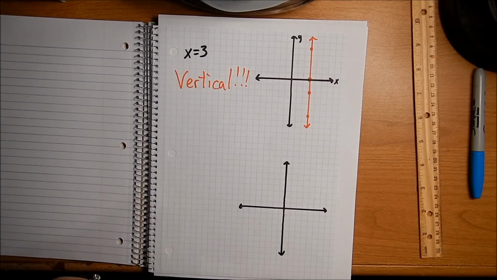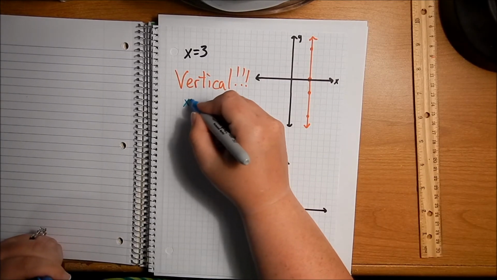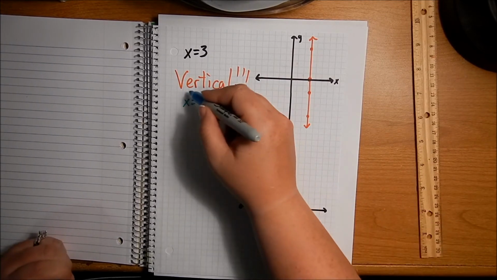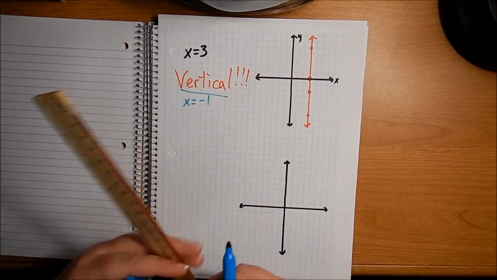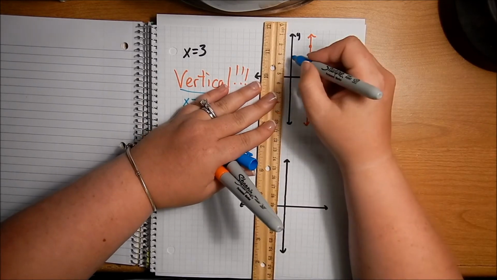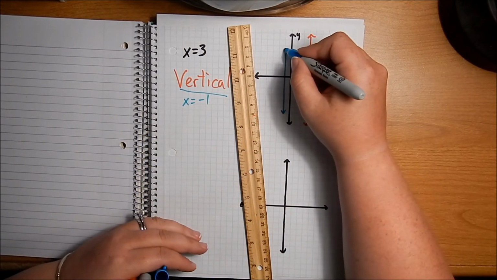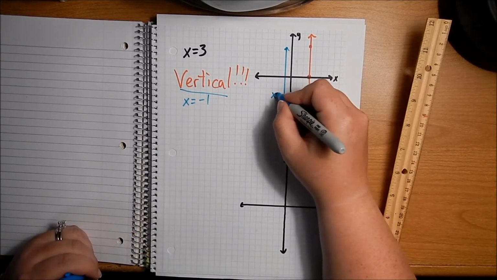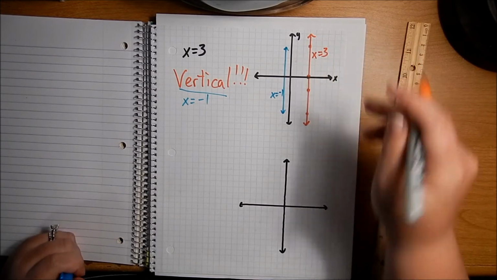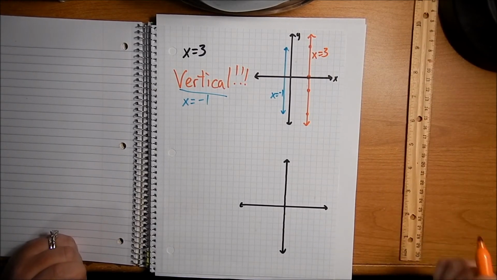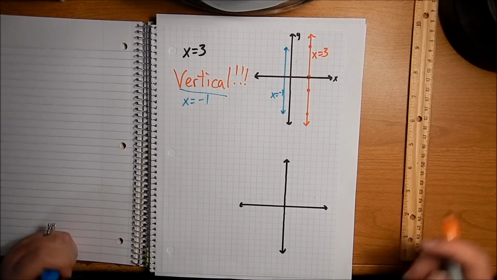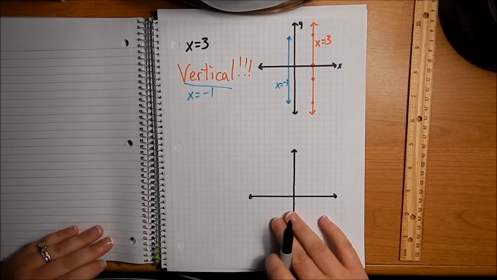Let's just graph real quick. If I asked you to do x equals -1, what's that going to look like? Hopefully you said it's going to be vertical, and all I have to do is make a vertical line when x equals -1, which would be right here. So let's just label these real quick. So the blue one, x equals -1, and in orange we had x equals 3. Okay? So x equals any number is always a vertical line. Always. Alright? So let's jump down to the bottom.